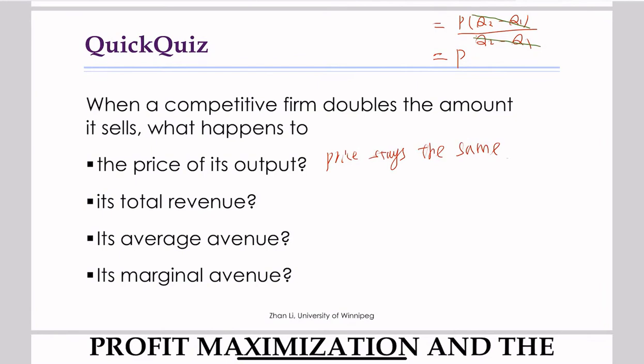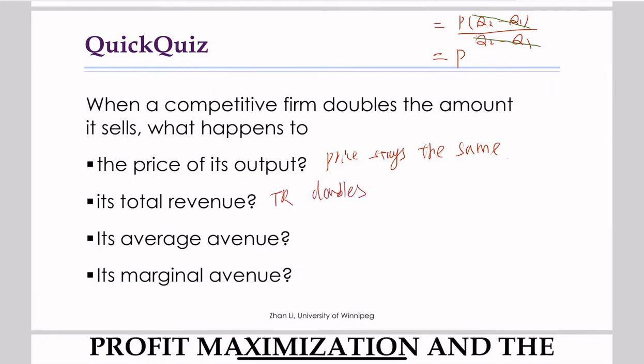Now what about total revenue? Well, total revenue equals price times quantity. So if price stays the same but quantity doubles, then you would know that total revenue should also double. Right? So in this case, you can see that total revenue doubles.